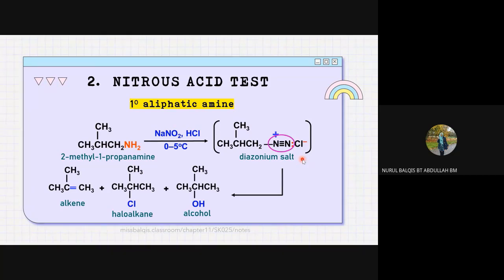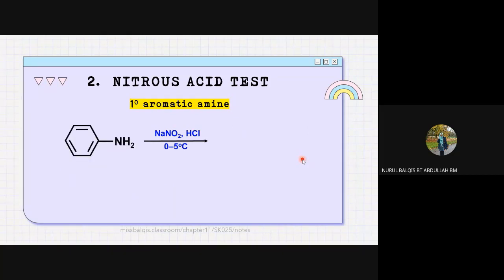Okay, as for primary aromatic amine. Okay, primary aromatic amine. Kita akan dapat salt yang sama. Okay, tadi kita panggil apa salt ni? Diazonium salt. Yes, diazonium salt when you have this N triple bond N. Okay, note that the group directly attached to this diazonium salt is benzene ring. Benzene ring kita consider dia sebagai stable kan?